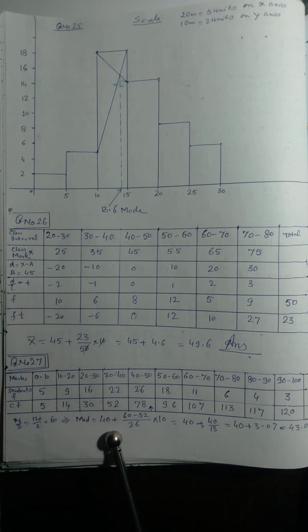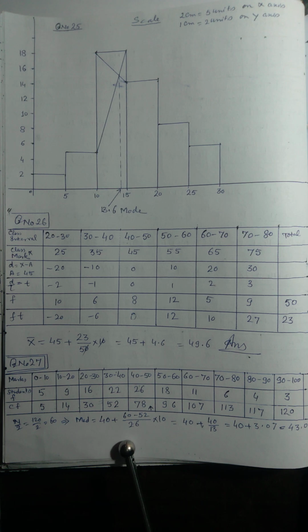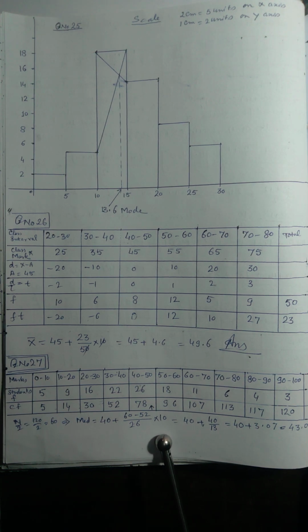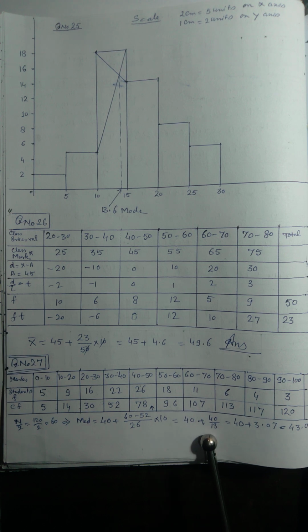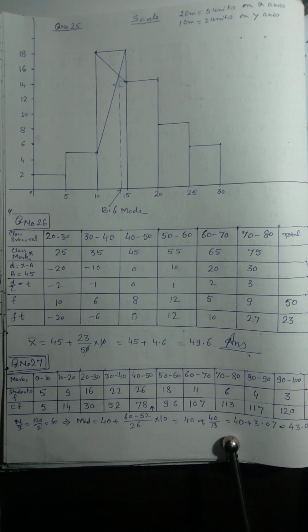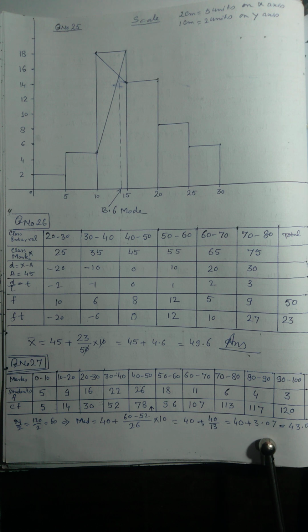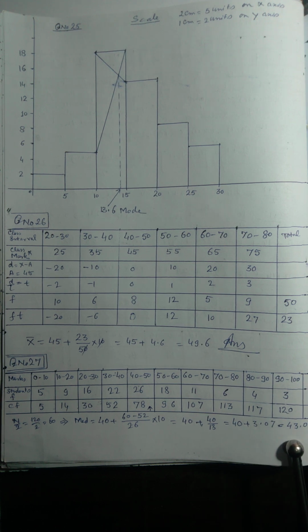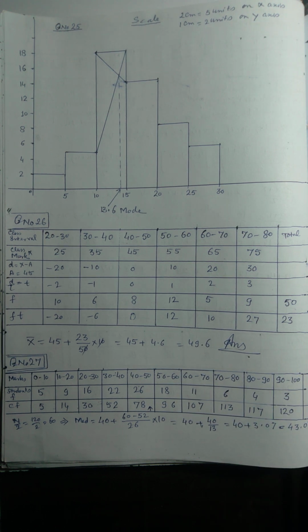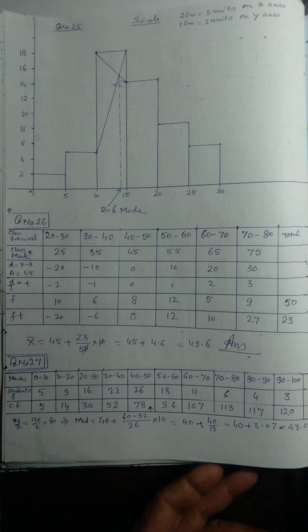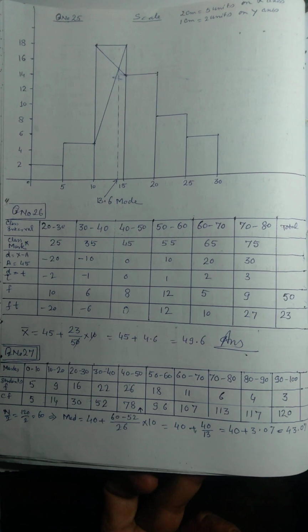Median will be equal to 40 plus 60 minus 52 whole upon 26 into 10. That will be equal to 40 plus 40 by 13. That will be equal to 40 plus 3.07. Again, it will be equal to 43.07. Now, we have to solve this question with the help of the graph.